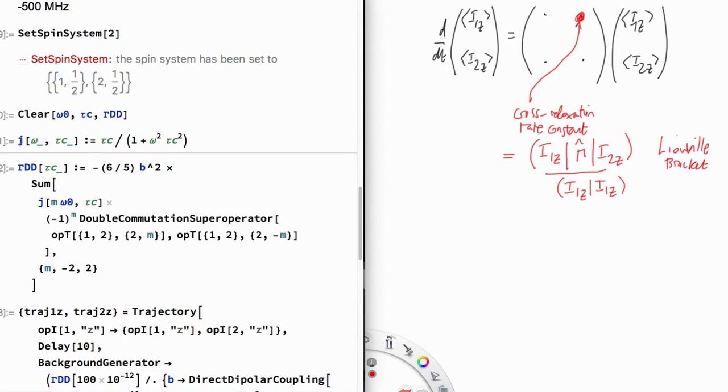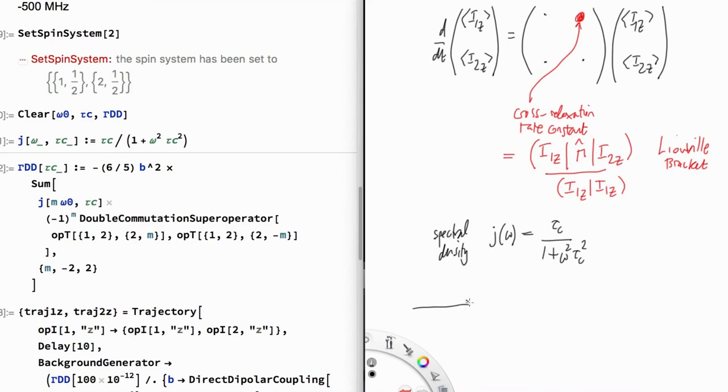This is, technically speaking, a Fourier transform of the correlation function. But rather than going into too many details, I'll just use this as a programmed function. So one simply has a function of the correlation time. So the spectral density, we call it J(omega), is given by the correlation time divided by 1 plus the frequency squared times the correlation time squared.